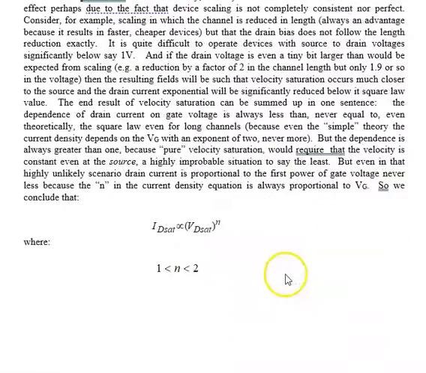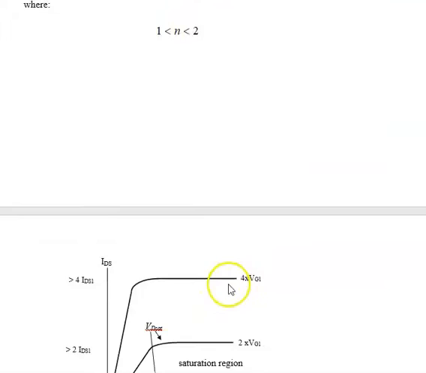Okay, so the bottom line is that ID sat is proportional not to VD sat to the 2 power, but to VD sat to the n power, where n is always greater than 1, and n is always less than 2. It is close to 1 for very short channels, and it is close to 2 for long channels, but it never gets to either one of those.